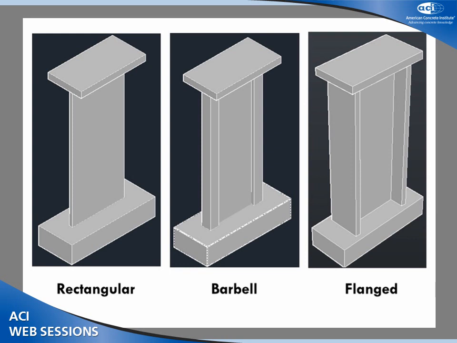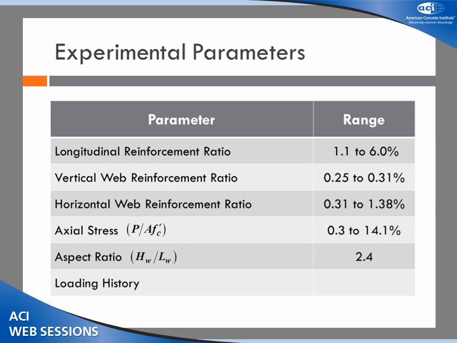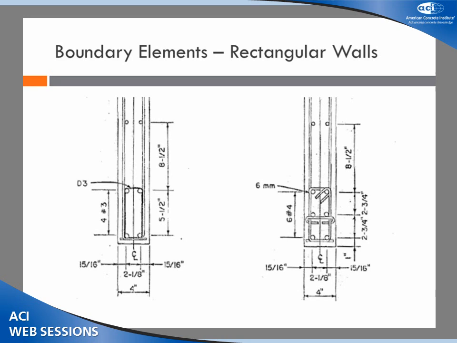And then here on the flanged walls, it was 3 feet wide and 4 inches thick. So the webs in all these cases were 4 inches thick. Just to give you a feel, the boundary elements were considered to be key.